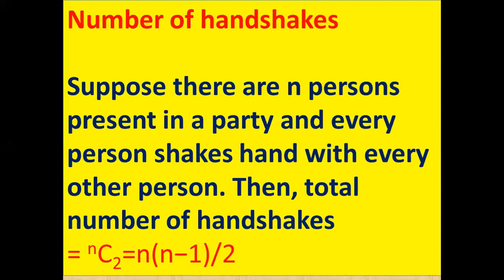By the number of handshakes. Suppose there are n persons present in the party and every person shakes hands with every other person, then the total number of handshakes would be n into n minus 1 by 2. Okay. Like if there are 5 persons in the party and they ask you how many handshakes there will be, you can say it would be 5 multiply 5 minus 1, which is 4, so 5 multiply 4 upon 2. That comes out to be 10.